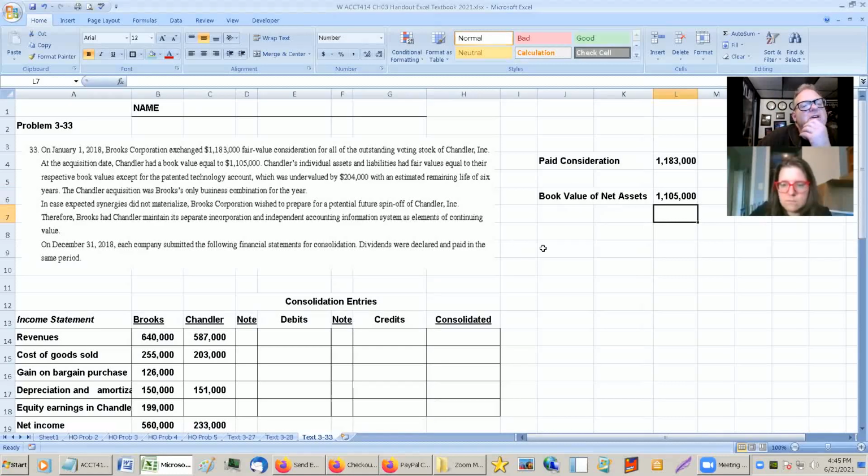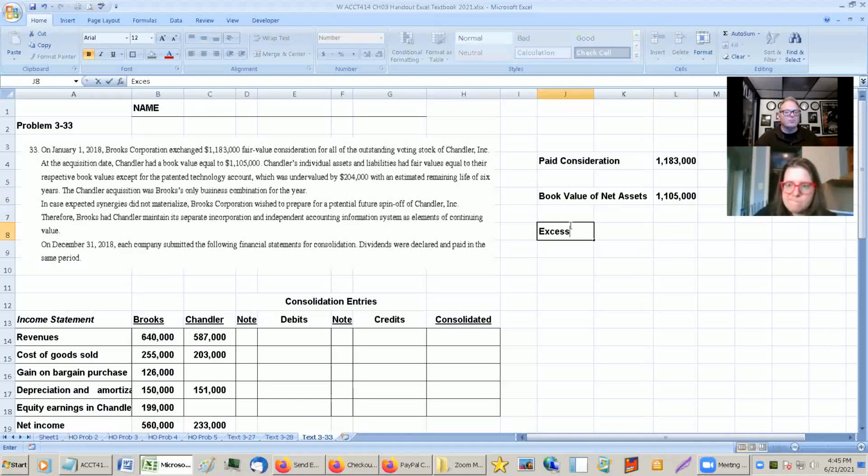Patent account was undervalued by 204,000. That's only one, right? Right. Let's tell the so patent.